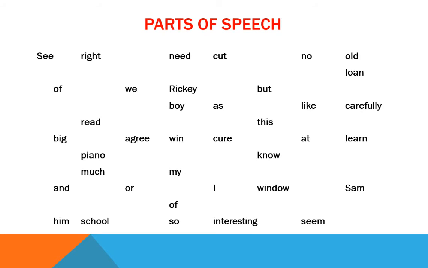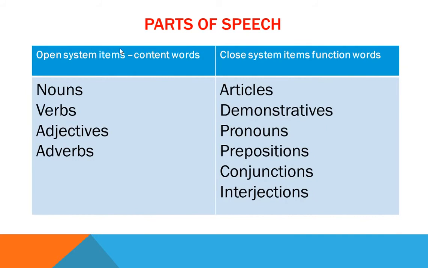Words in English can be classified into two systems. The open system items, which are called the content words, and the closed system items, which are called the function words. The open system items include nouns, verbs, adjectives, and adverbs, while the closed system items include articles, demonstratives, pronouns, prepositions, conjunctions, and interjections. I'm going to explain each one of them.